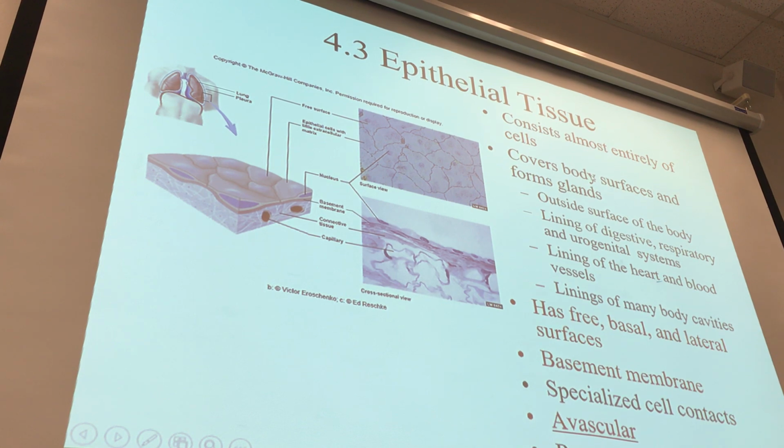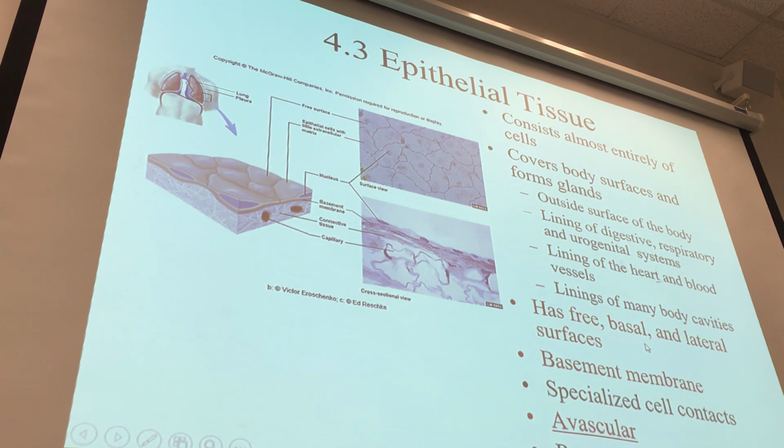Covers body surfaces, forms glands, and none of this is highlighted because we're going to talk about each one separately, because each of these areas where we see it, it's going to be different cells. So you see, covers the outside surface of the body, stratified squamous cells. We'll talk about it in a few seconds. All right, lining of digestive tract, respiratory tract. Well, I want you to know not that it just does it, but which cells are found there. So none of this is really highlighted for that reason. It's too general.